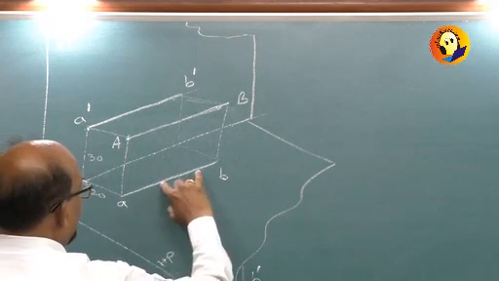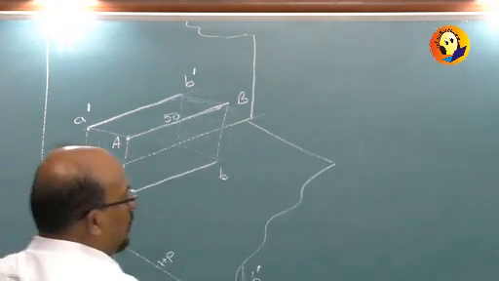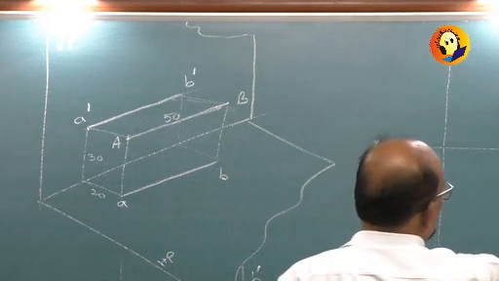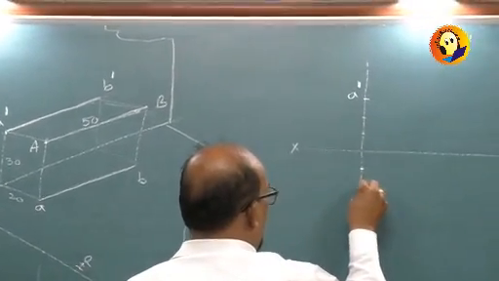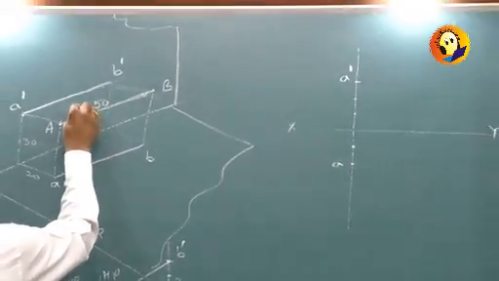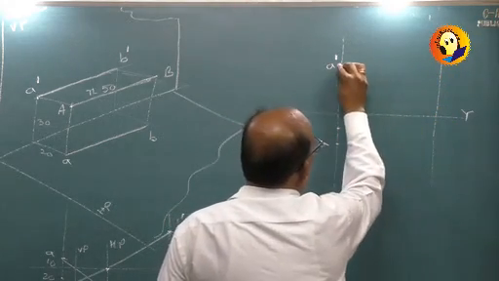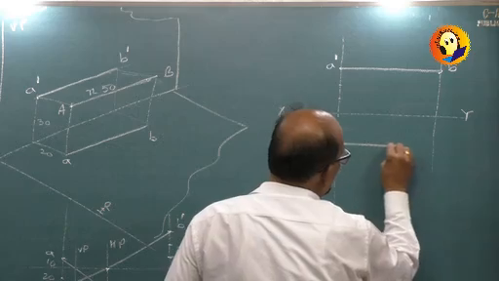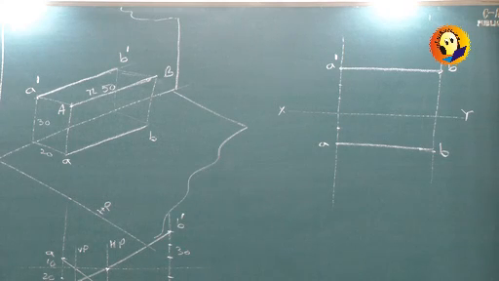And the length of the line, say, is 50. When we draw it as a projection, we take 30 millimeters above, we mark point A dash and point A, its plan, and you will observe that whatever is the true length, that line will be seen in true length. Again, point B will be at the same height. This will be B dash. This is the elevation, and this is going to be the plan of the line. These are the projections of the line which is parallel to HP and VP both.